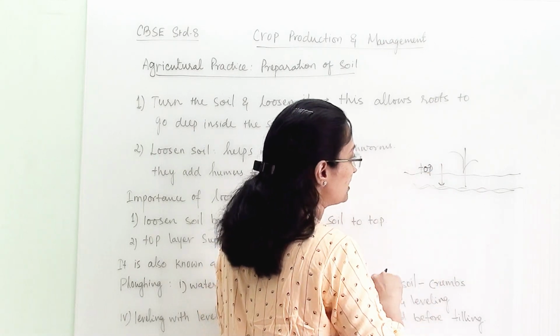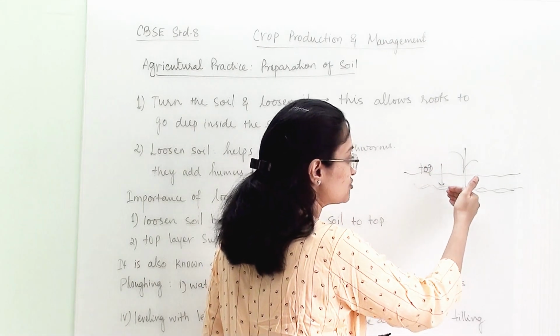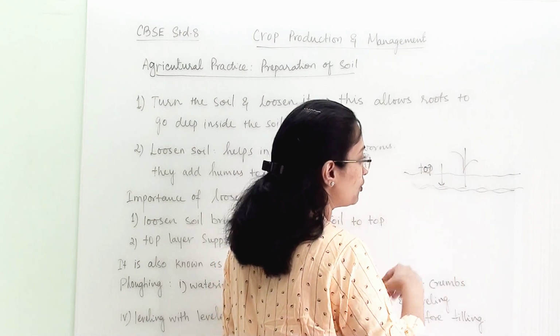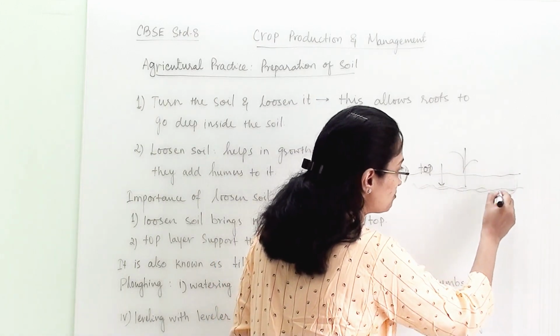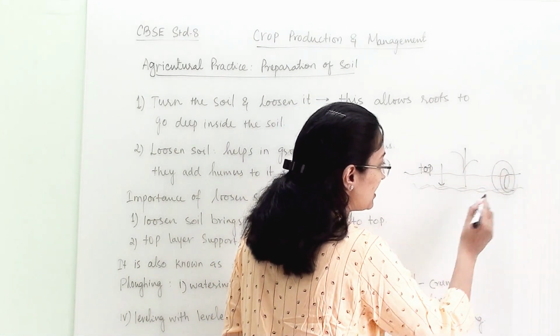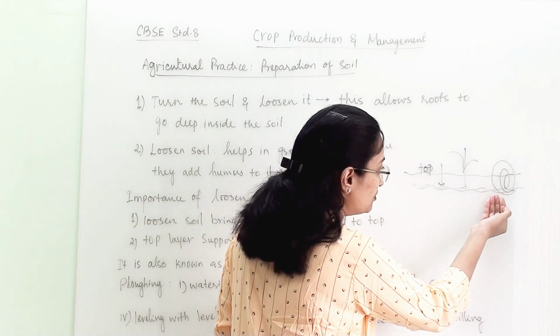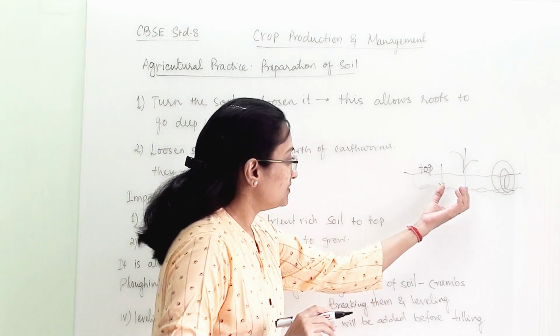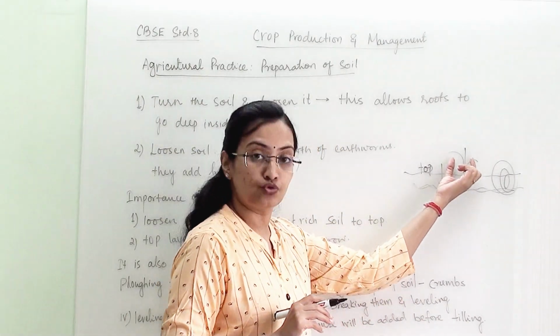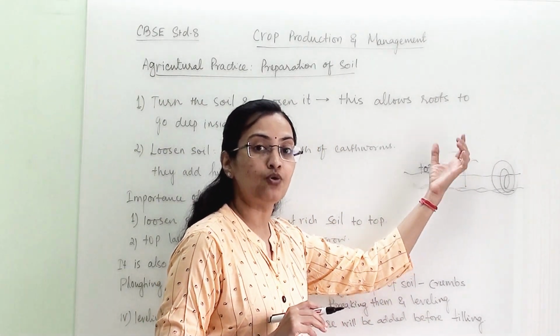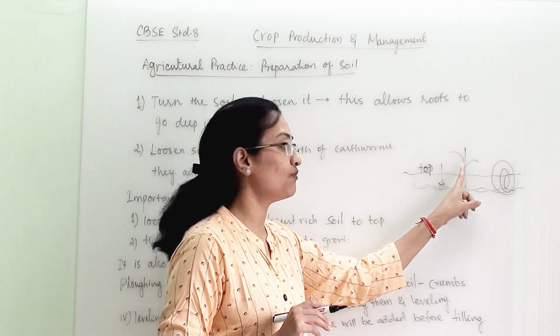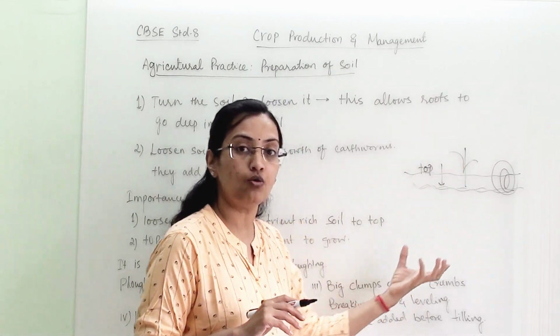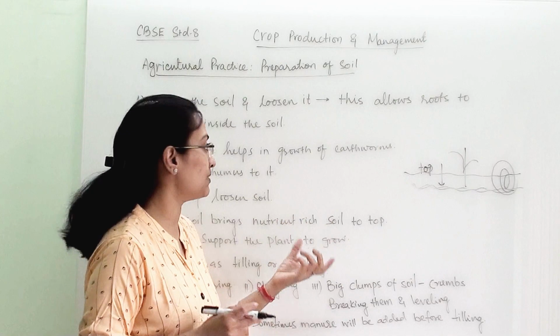So once we loosen up the soil, once we till it or plough it, what we are doing is mixing these two layers and bringing the lower layer to the top level. This layer will help the plant to grow and it will suffice all the nutrient needs of the plant. So this is the whole purpose of doing this practice.